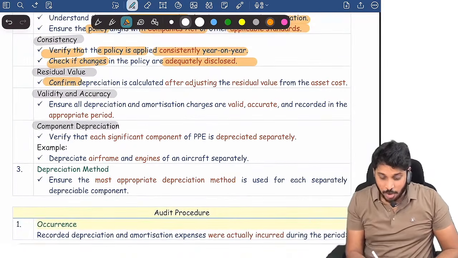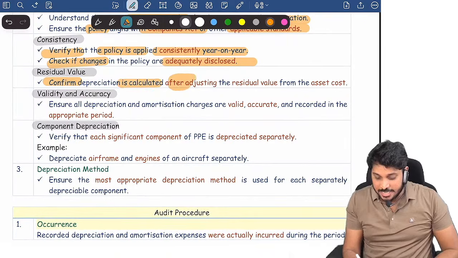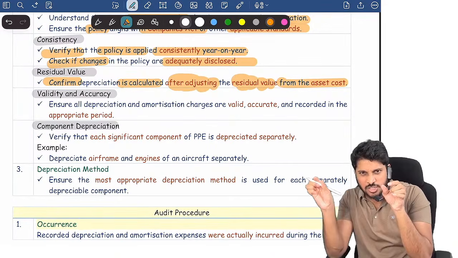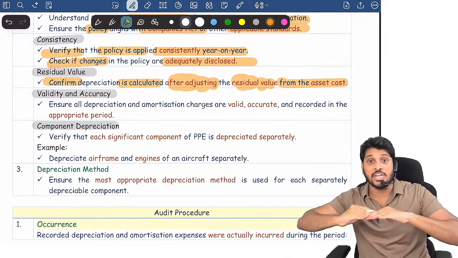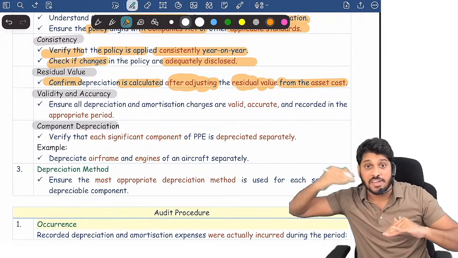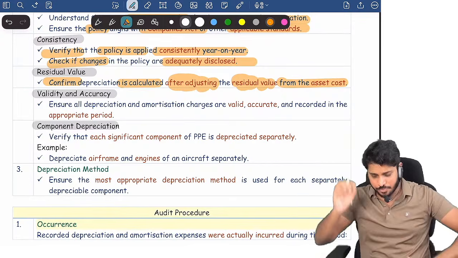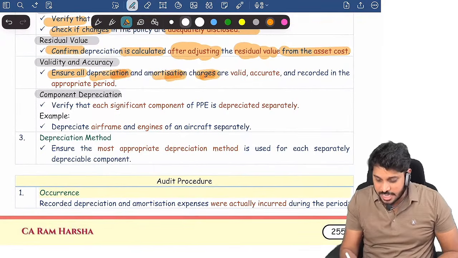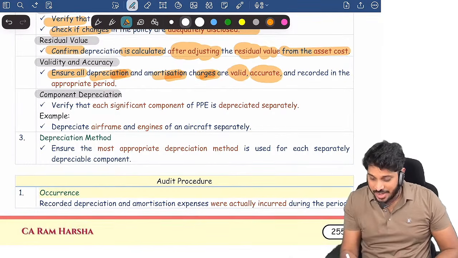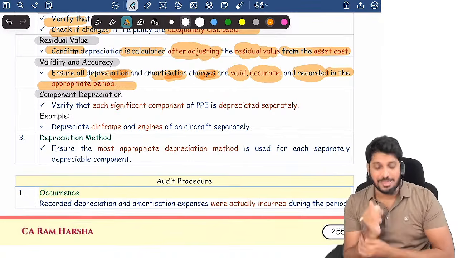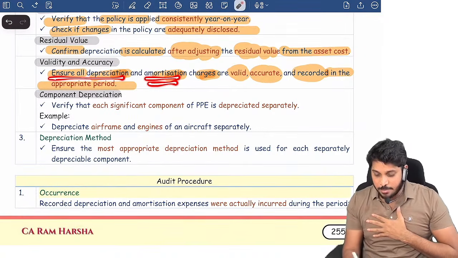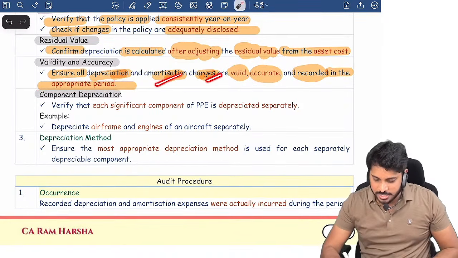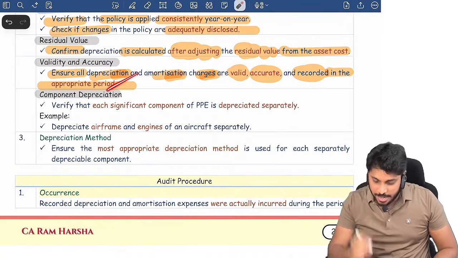Next, confirm depreciation is calculated only after adjusting residual value from the asset cost. Yes or no? We should take asset cost minus residual value, divided by number of years. That's the rate of depreciation. Am I right or not? That's it. And next, see that depreciation and amortization charges are valid, accurate, and recorded in the appropriate period.